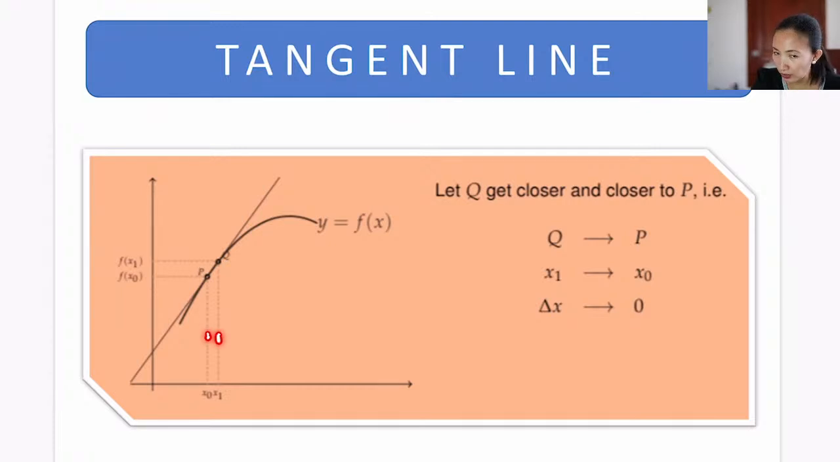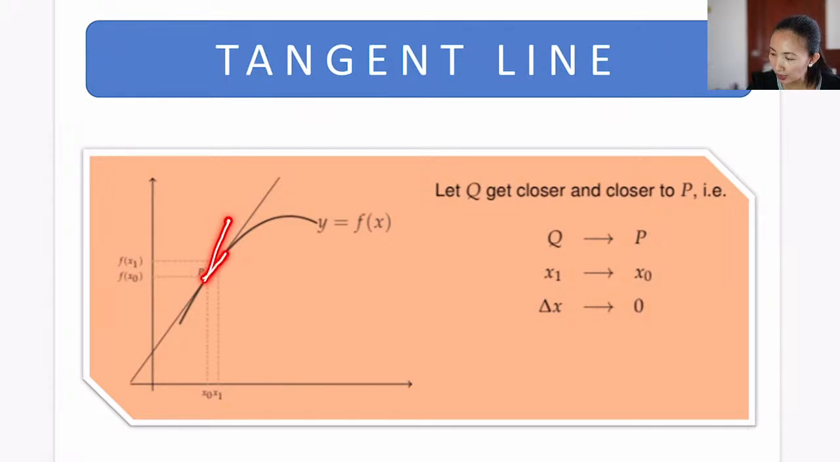If this gets closer and closer to 0, our line PQ, the secant line, approaches the tangent line. Because here, the tangent line crosses the function only at P. The secant line crosses the function at 2 points, P and Q.